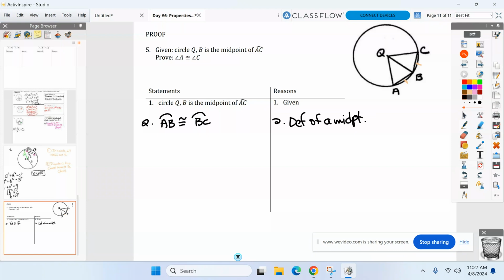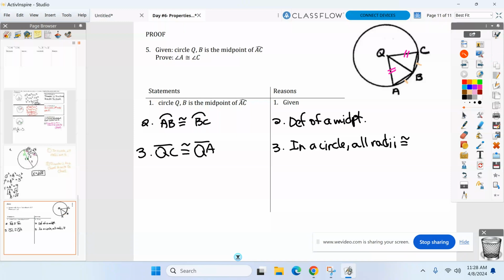Triangles. That's on you guys. Give me something. Give me anything. QC and QA. Perfect. There we go. Not taking the easy way. Love it. QC congruent to QA in a circle. All radii congruent. There's a pair of sides, 1 down, 2 more pairs of parts to go.